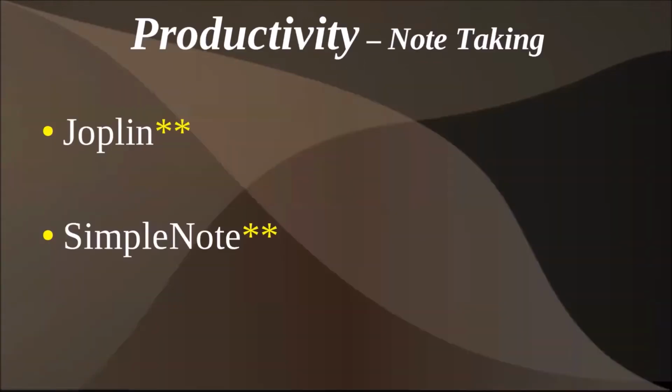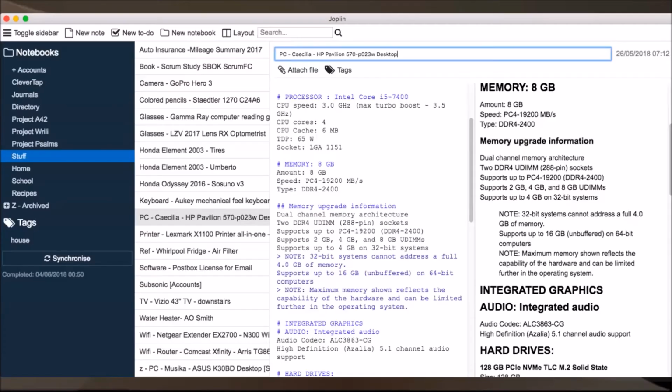Now, continuing productivity, note taking. A lot of us need to take notes. And two of my special recommendations for free and open source is Joplin and Simple Note. Joplin is very, very similar to Evernote, which you'll hear about later. But I like it because it's open source and free.